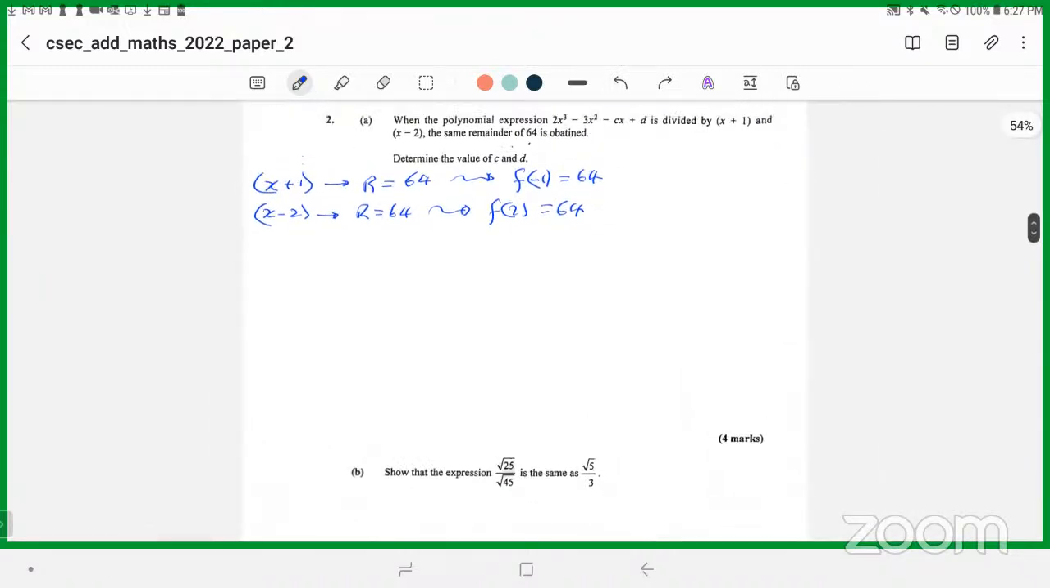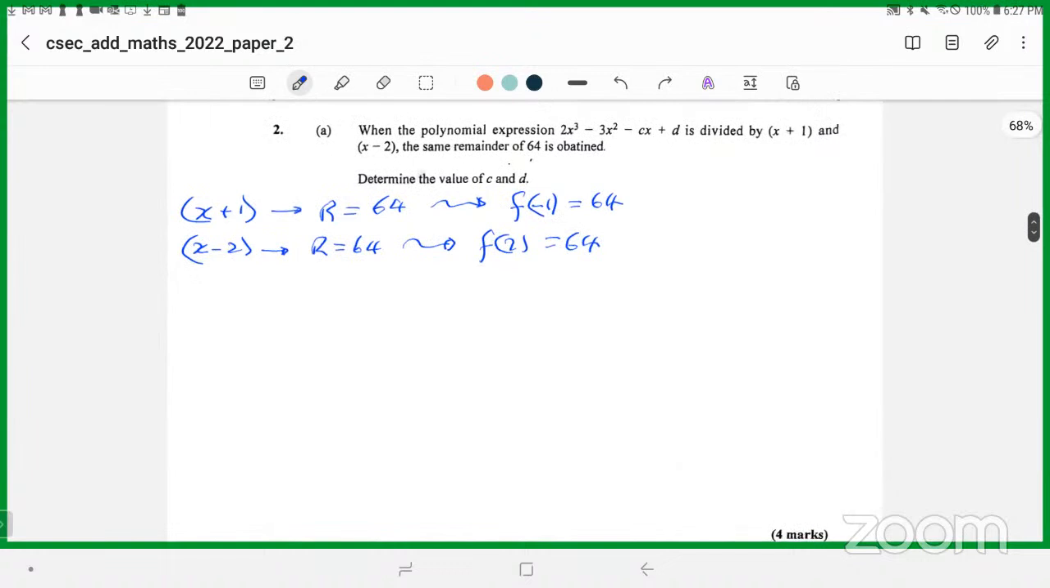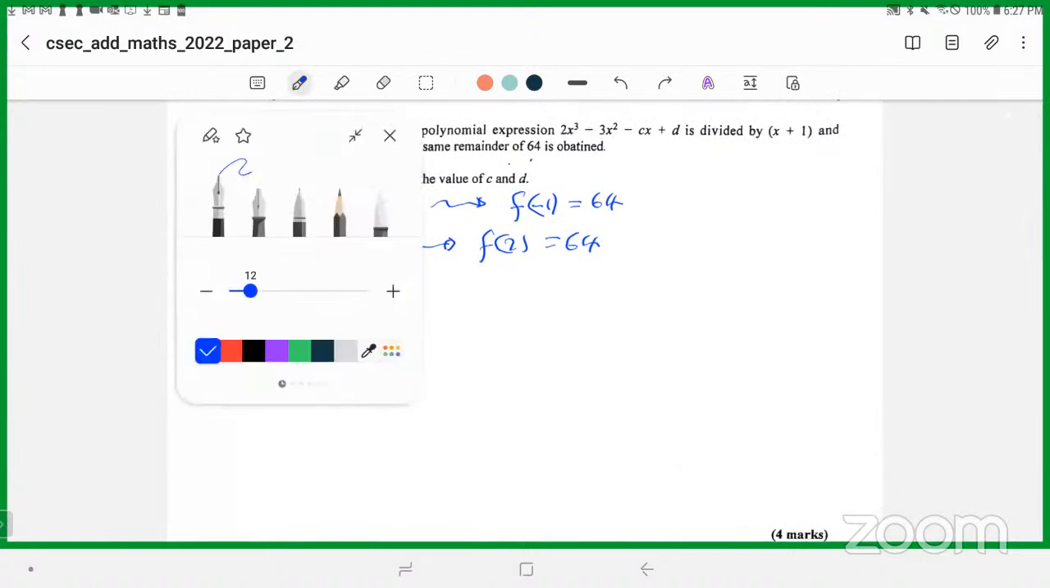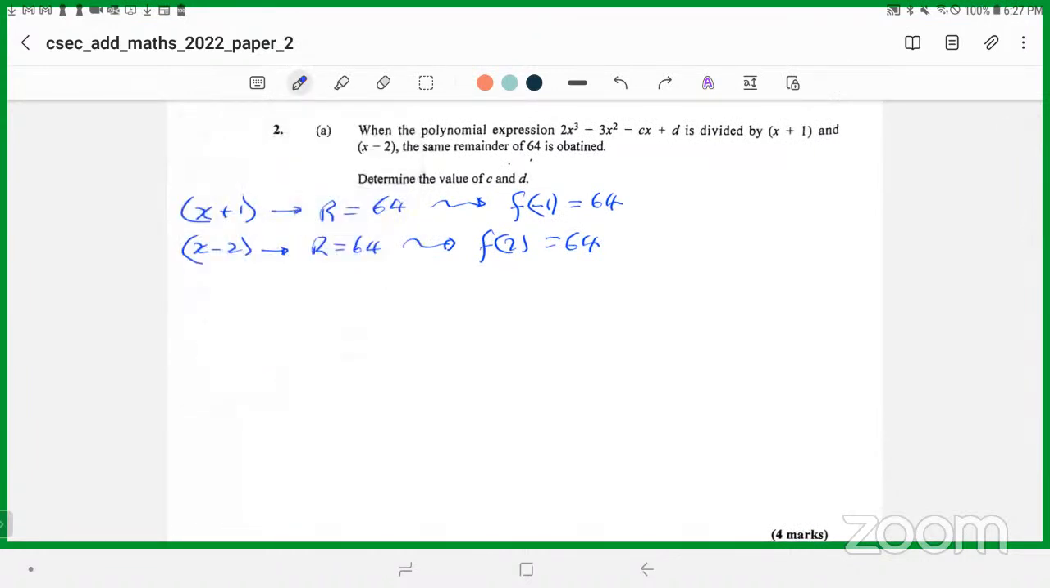Let's look at the space that we have to work. I don't have a lot of space, so I'm going to establish the equations in a different color over here. I'm going to establish the equation right here and there.